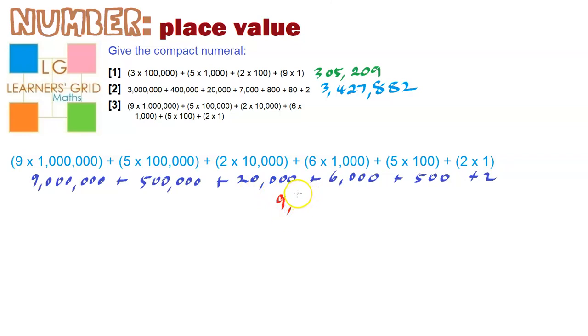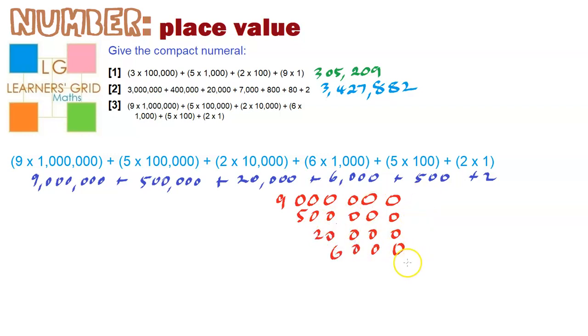9. Don't really need that comma. 9, 1, 2, 3. 1, 2, 3. 500,000. 20,000. 6,000. 500.